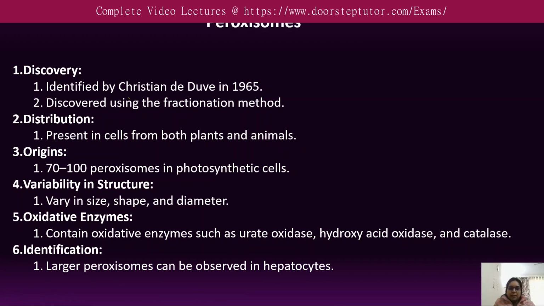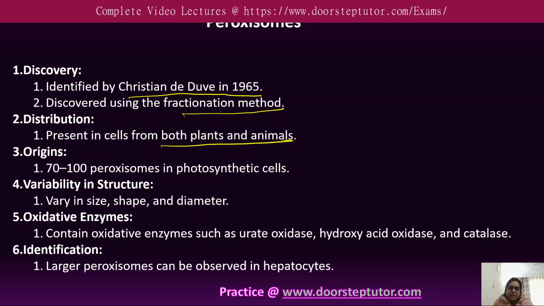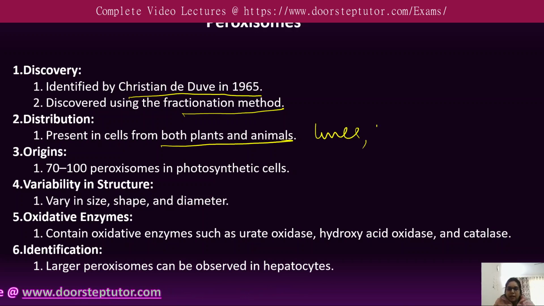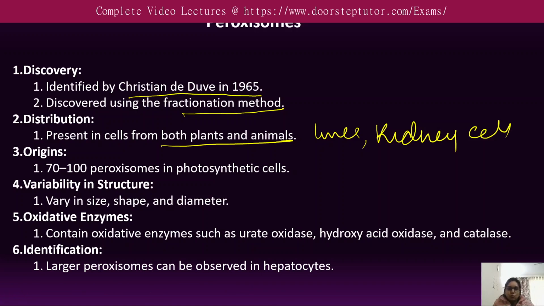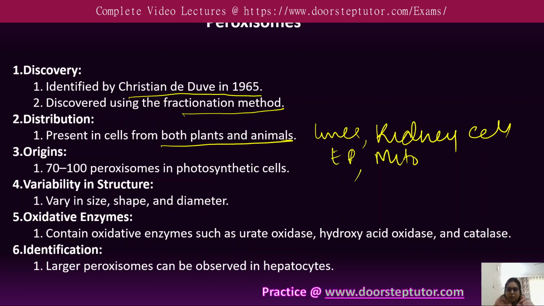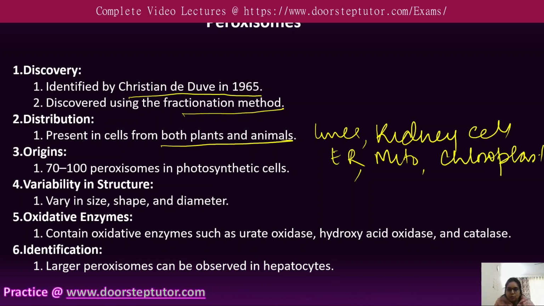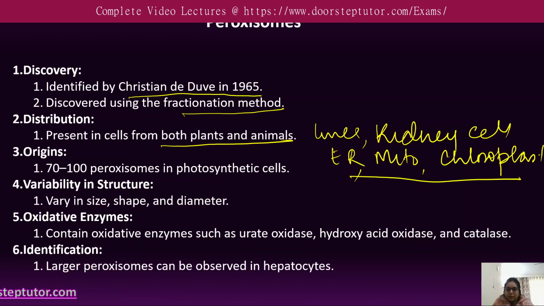The peroxisome was identified by Christian de Duve in 1965, and it was discovered using the fractionation method. It is present in both the plant cell as well as the animal cell, but they are particularly prevalent in the liver as well as the kidney cells. They are also found in close proximity to other organelles like the endoplasmic reticulum, mitochondria, and chloroplast.